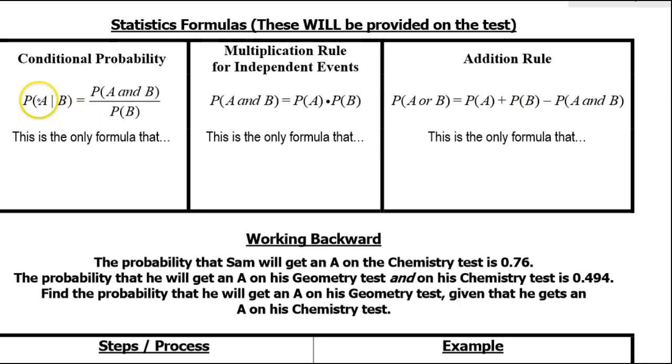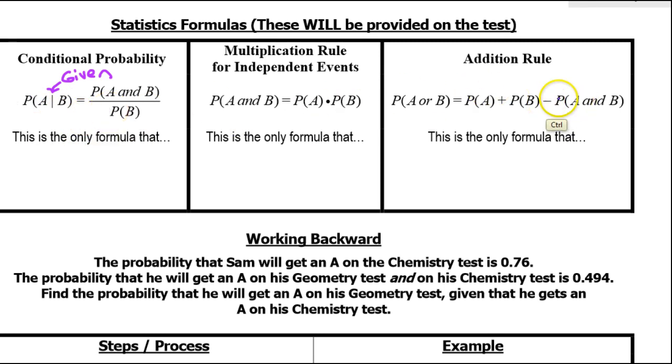So, hopefully you understand that these symbols mean the probability of A given B. Alright, if you did not know that, then you need to watch some of my earlier videos in the playlist. But this means given. And this is the only formula that involves given. So, if the problem says anything about given, you're going to use this formula.